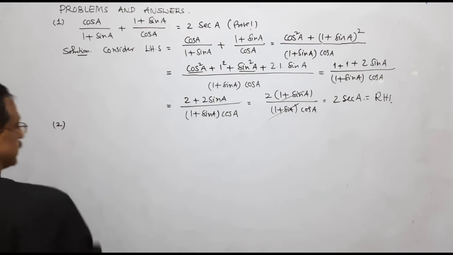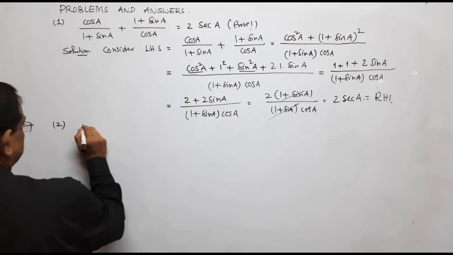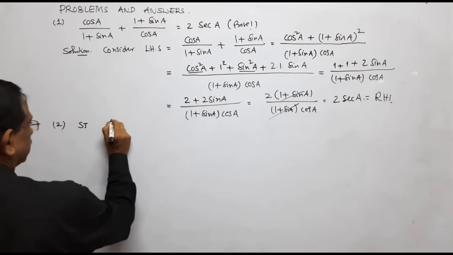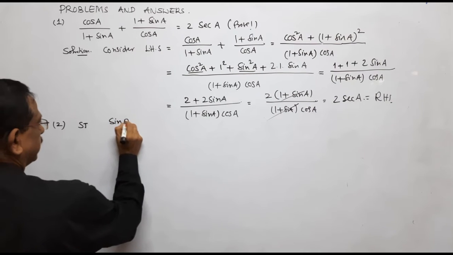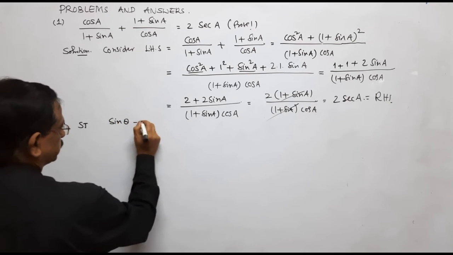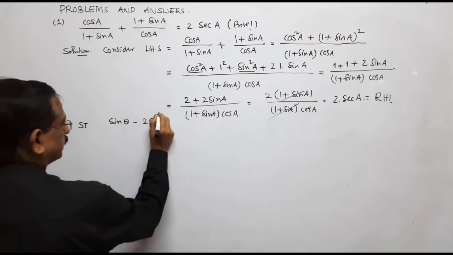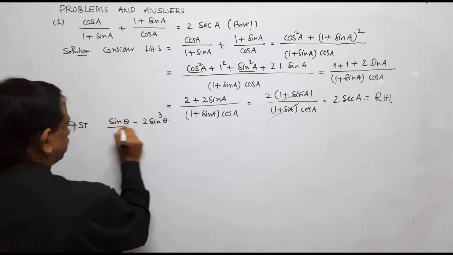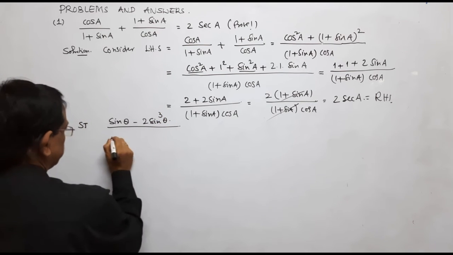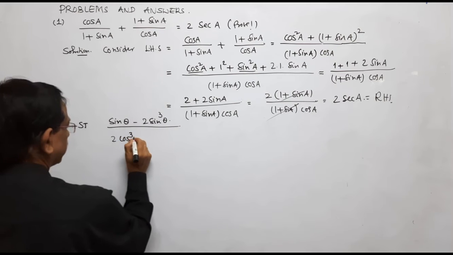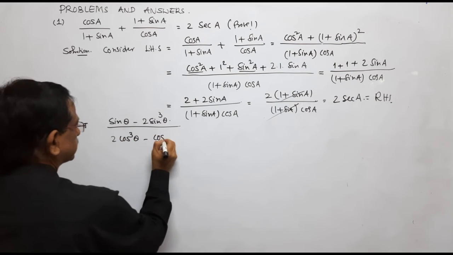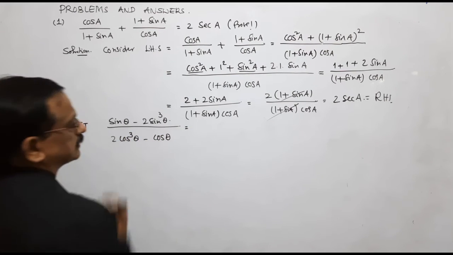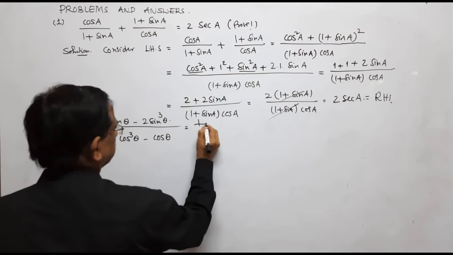Let us move to the second problem. Show that sin theta minus 2 sin cube theta by 2 cos cube theta minus cos theta is equal to tan theta.